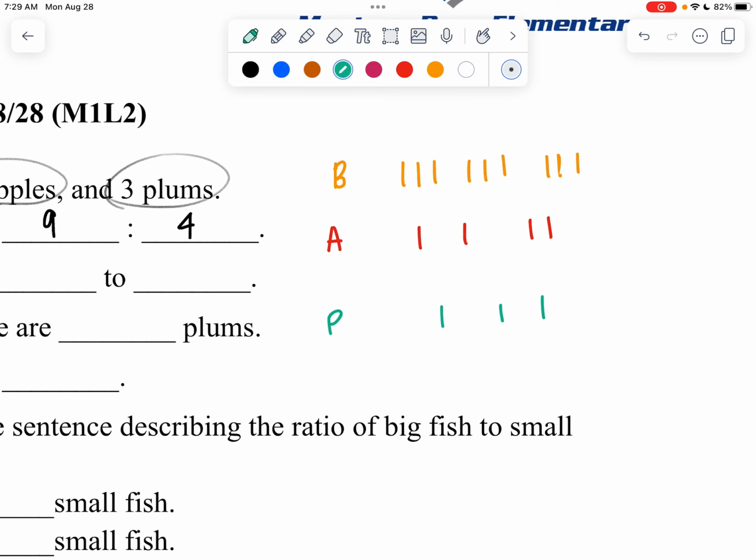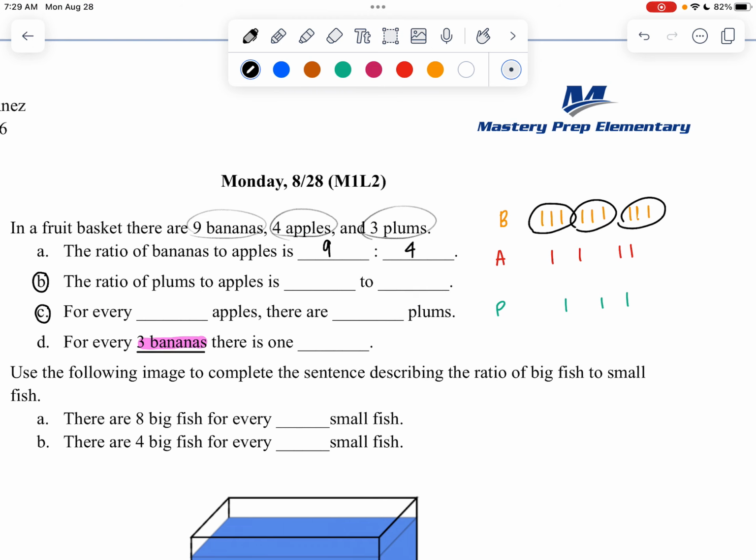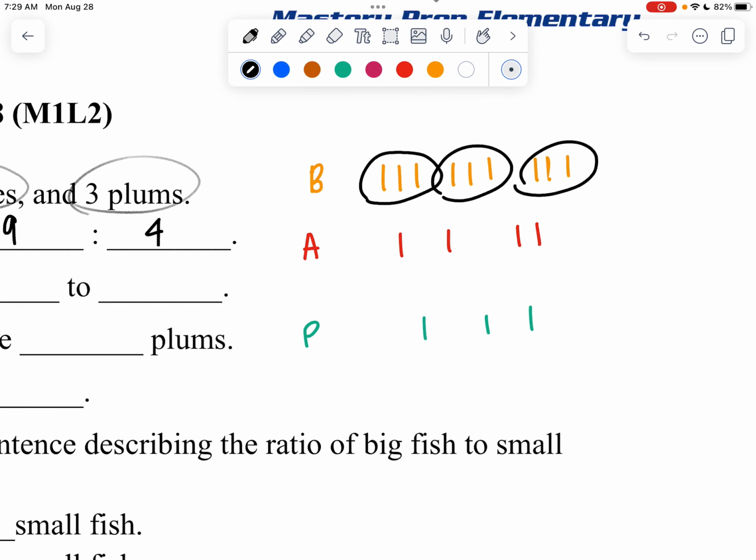Let's zoom in. If I split my bananas into groups of 3, because again, there are 3 bananas, I'm essentially dividing my fruit basket into 3 equal groups. The tricky part is, if I tried to split my apples into 3 equal groups, I would end up with an apple left over that I had to split into thirds. So I know that for every 3 bananas, there isn't 1 apple. There's 1 apple and a third of an apple.